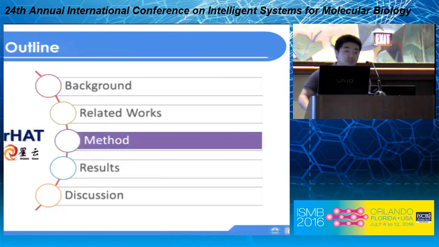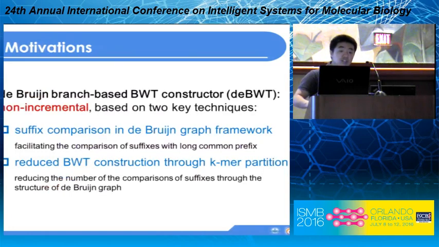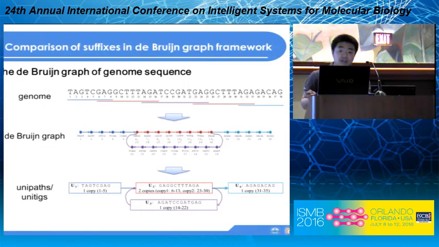And now, let me introduce some key points of our method. deBWT is a non-incremental approach. Mainly, it's based on 2 key techniques. One is suffix comparison in a de Bruijn graph-based framework, and the other one is reduced BWT construction through k-mer partition. Let me introduce the first one first.